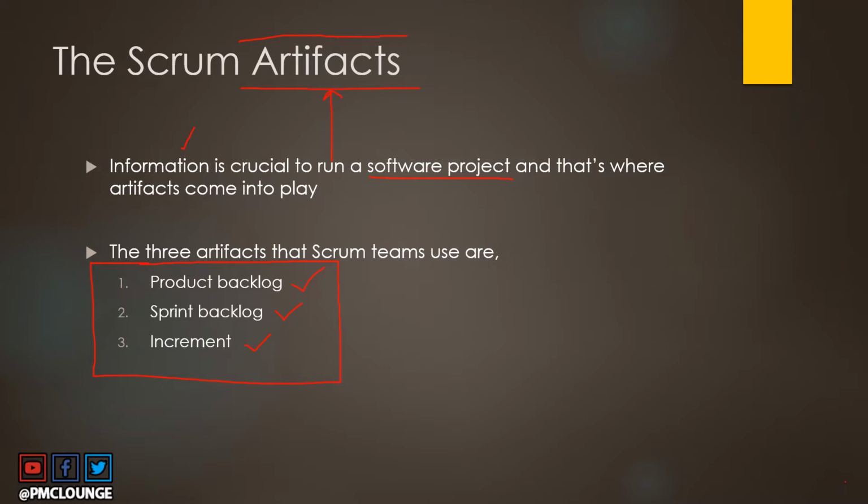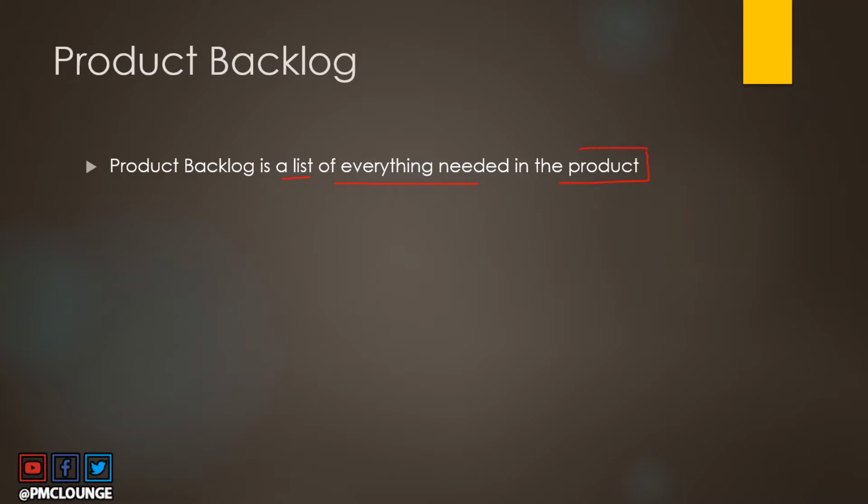So let's start off with product backlog. The simplest way to understand product backlog is that it is a list of everything needed in the product, not the project, the product. Everything that you need in the product is listed in the product backlog.